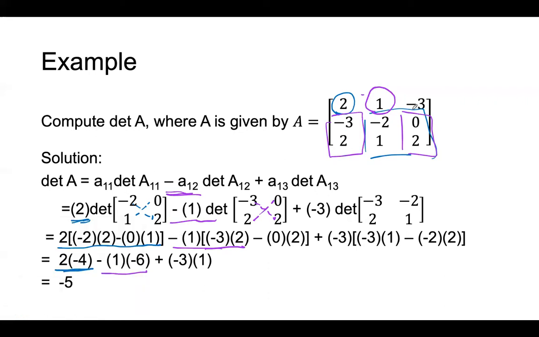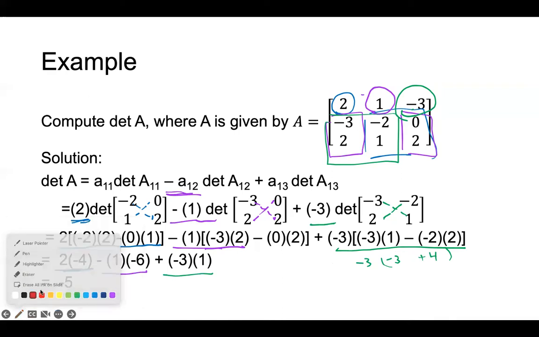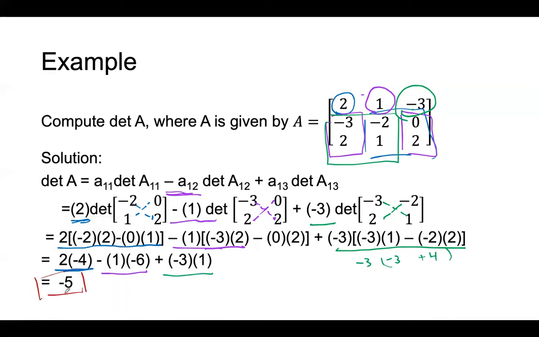And then for the last one, you take out -3 in front, times the determinant of that submatrix. So -3 times 1, subtract -2 times 2, which here makes a positive 4, plus -3 times -3. This is 1 times -3, which is -3. And then you can compute it and get the final answer, which is -5.